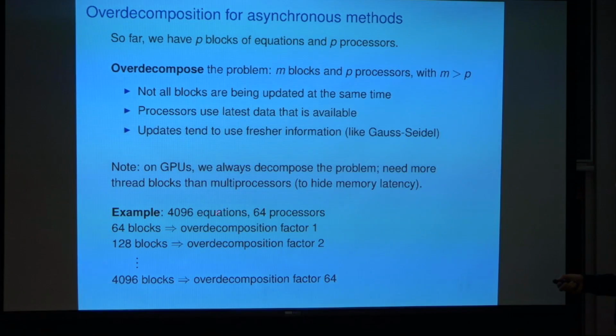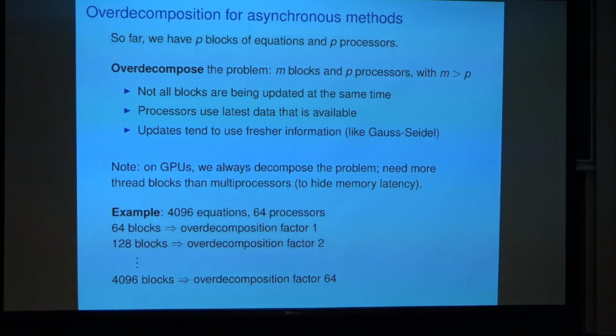I'll show you an example now with 4,096 equations and 64 processors. If I divide this number of equations into 64 blocks, since the number of blocks is equal to the number of processors, the over-decomposition factor is 1. So I'm not over-decomposing. This is the case that we've been talking about before. But if we have more blocks than processors, for example twice as many, this is an over-decomposition factor of 2. And if we have 4,096 blocks, that's the maximum over-decomposition we can have for this problem.